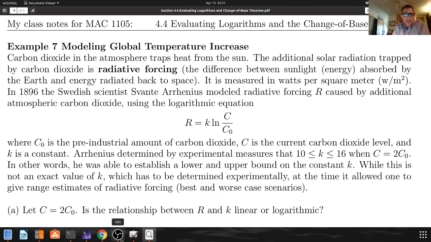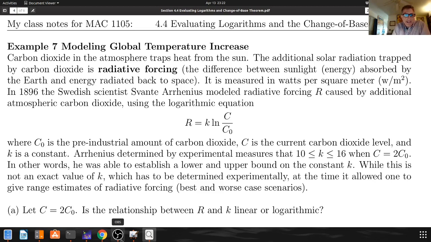This is really easy, this particular example. So carbon dioxide in the atmosphere traps heat from the sun, a major cause of global warming. The additional solar radiation trapped by carbon dioxide is called radiative forcing, and that's the difference between sunlight energy absorbed by the Earth and energy radiated back to space. It's measured in watts per square meter, signified by W over meter squared. If you're in STEM and doing physics or engineering, all of these units are very important.